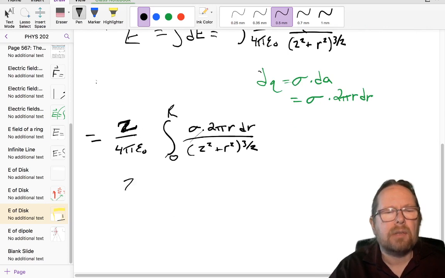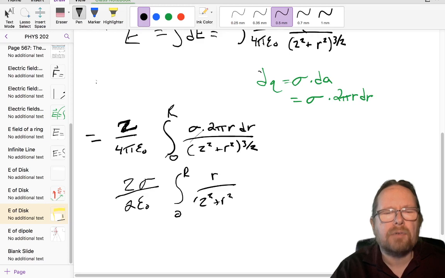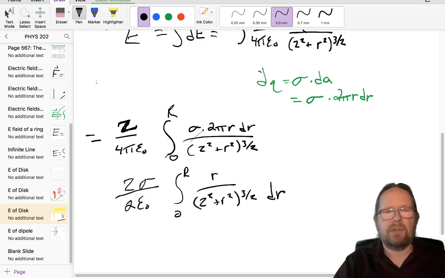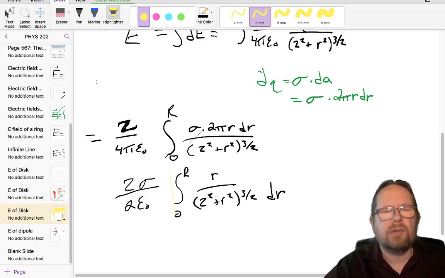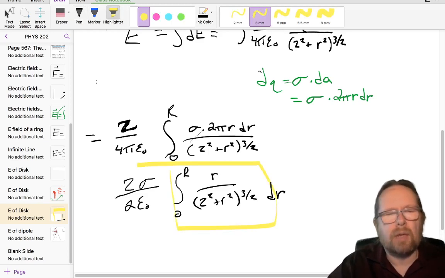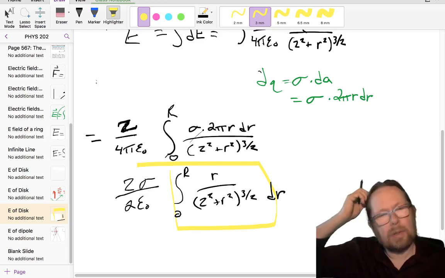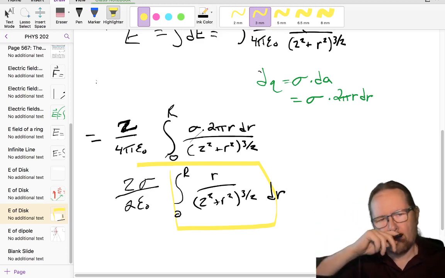So that gives us, what have we got? We've got z times sigma out in front. That 2 pi cancels that. It gives us 2 epsilon naught out front, times the integral from 0 to capital R of r over z squared plus r squared to the 3 halves dr. And now we've gotten it to the exact same point we had in the last video. We should recognize this integral is the same integral we had before, and so we will get the same answer we got before, showing that the two agree.